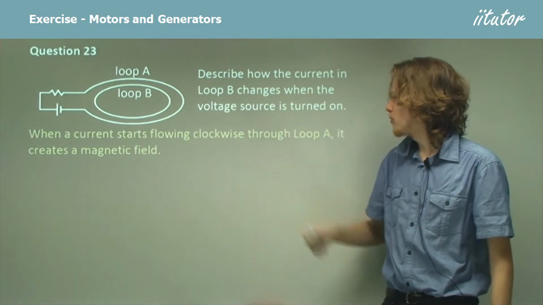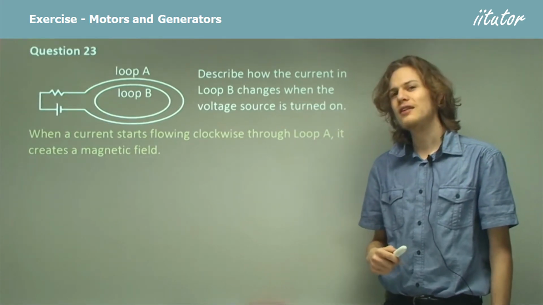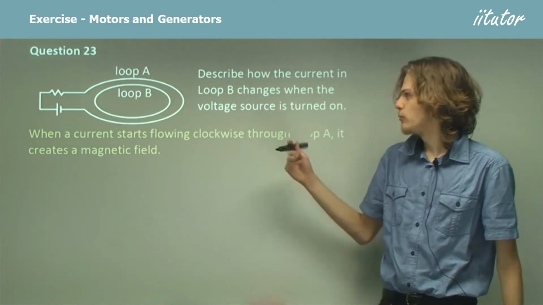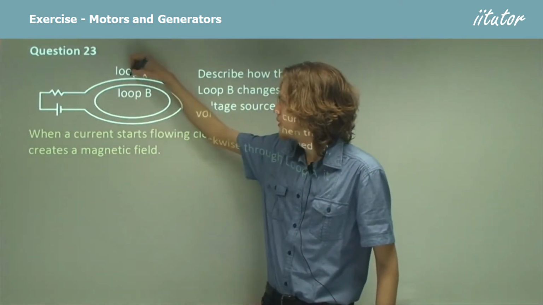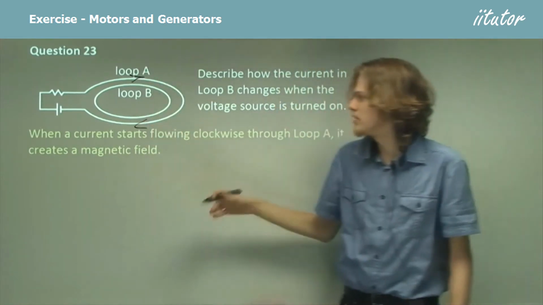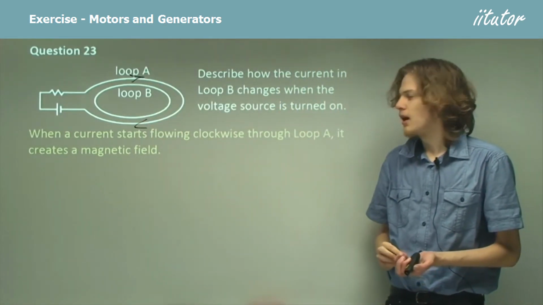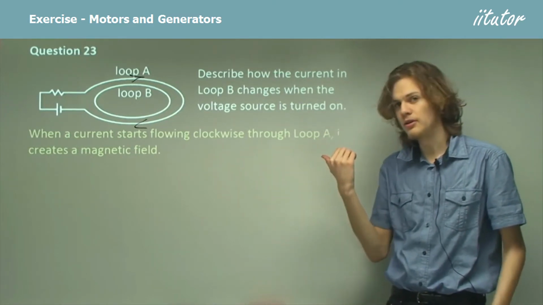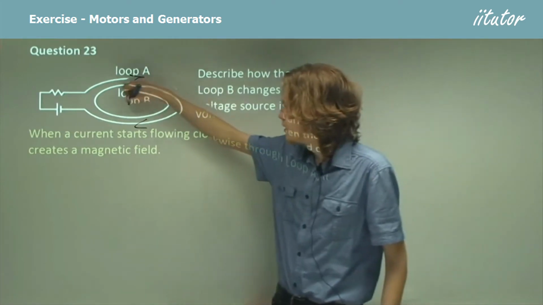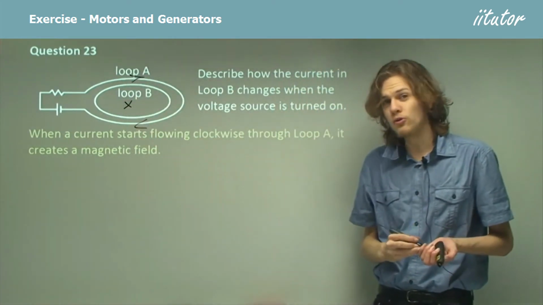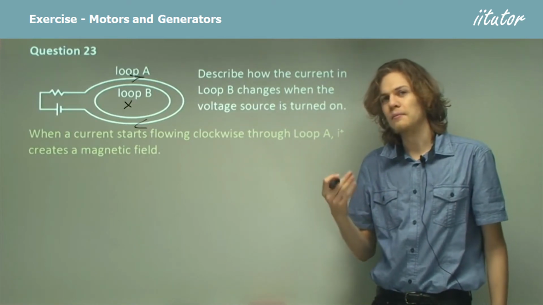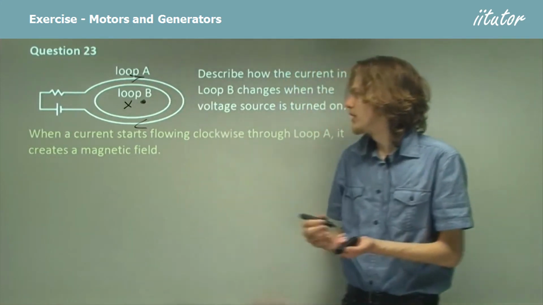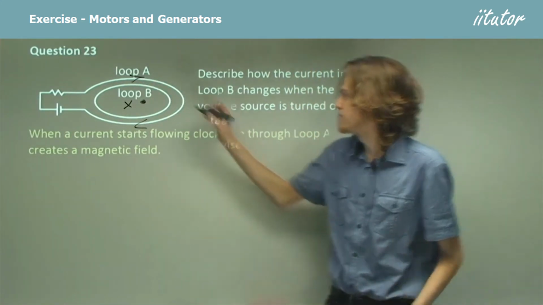When a current starts flowing clockwise through loop A, it creates a magnetic field. So what will this magnetic field do? The current will be going around in the clockwise direction. We can see that from the power source. And so it'll create a magnetic field pointing in a particular direction, into the page. And that means that loop B will oppose this change, and it will create a magnetic field coming out of the page. And to do that, it'll need to have a current flowing in the opposite direction.